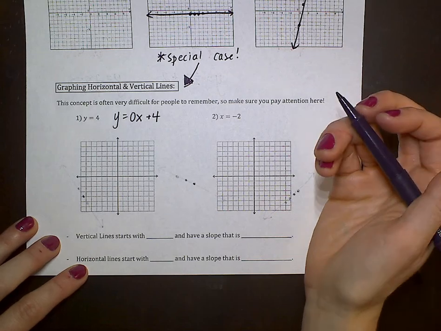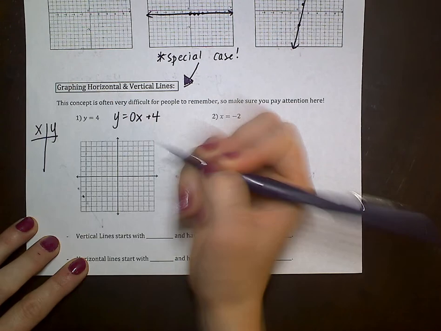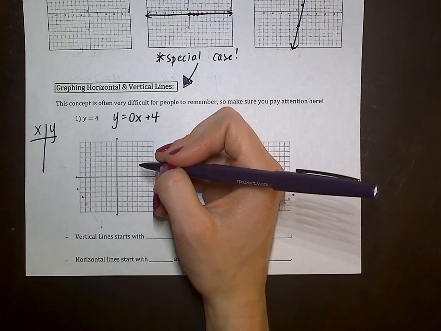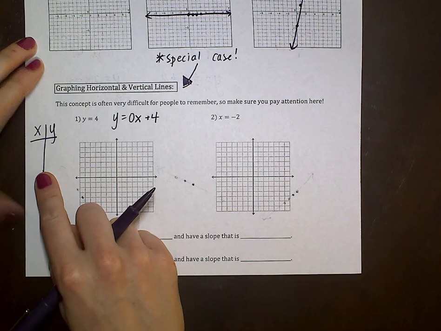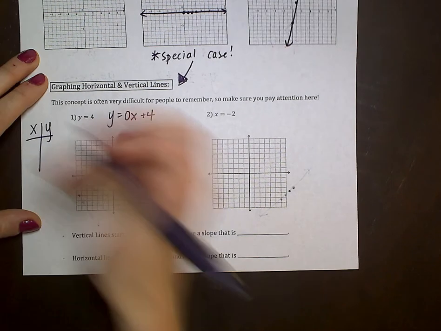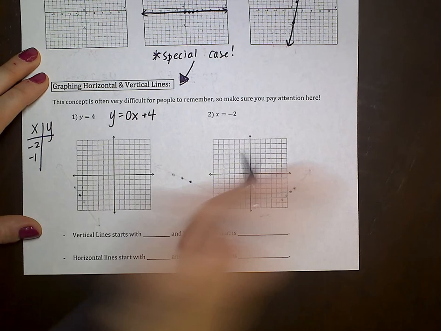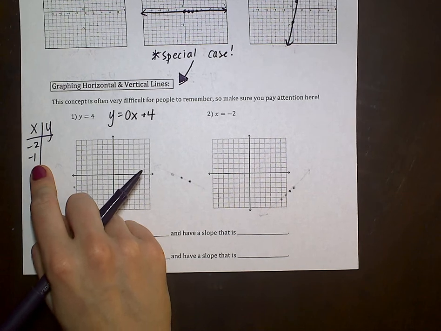Another way that some people remember how to do this is to think of it this way. If they ask you to graph something and you have no idea what to do, you can always go back to making a table. Remember we did that last lesson? We did -2, -1, 0, 1, 2. You only need 2 points to make a line. So maybe I'm just going to do -2 and -1. And you could pick anything in this case.